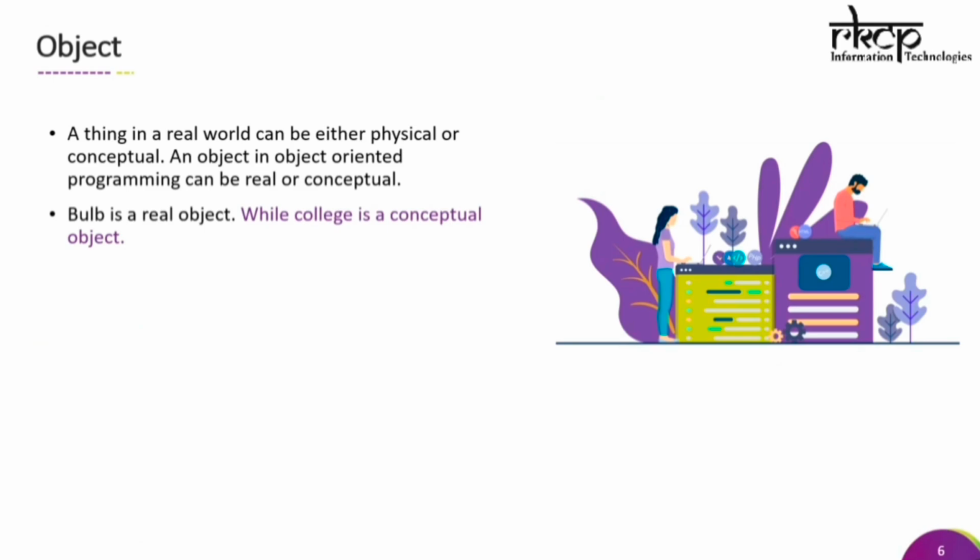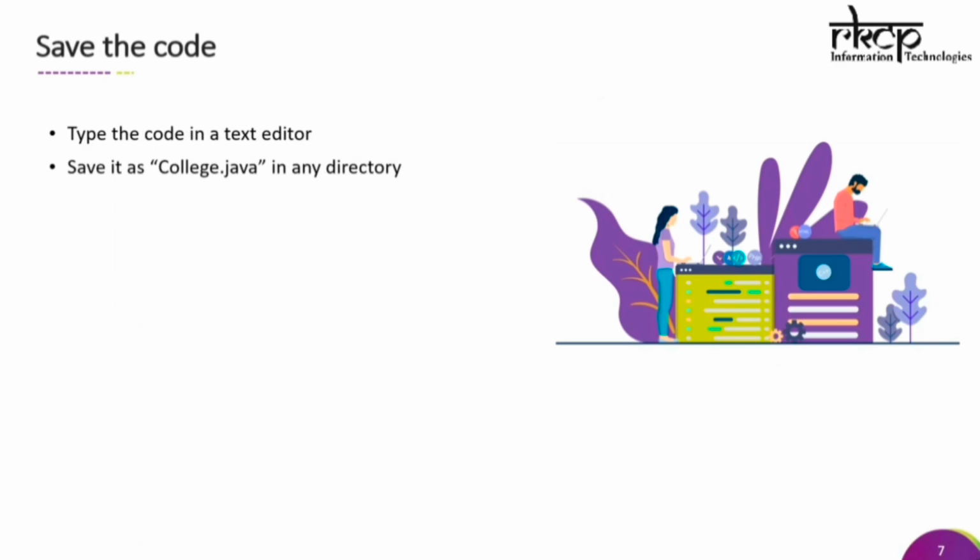Suppose your bulb, here I have taken a bulb example. You can touch it, that is your real object, while college is a concept, so you can say it is a conceptual object. You can only think about a college. If you see different colleges, like you have Cambridge college, you have C college, you have n number of colleges. So all are colleges, so that is a concept, that is a conceptual object. I hope you are able to understand object.